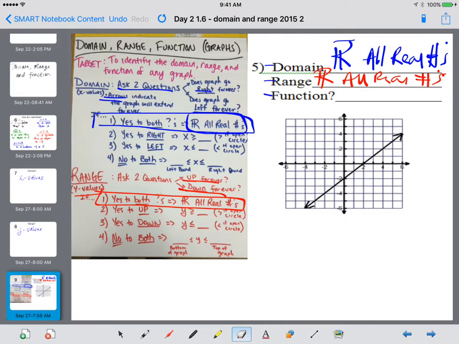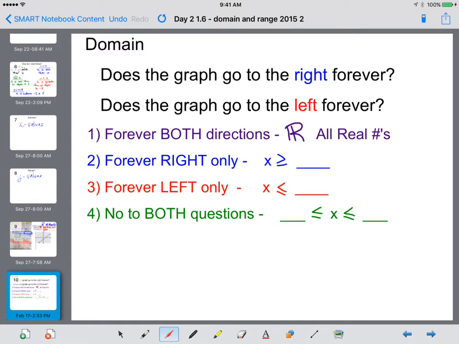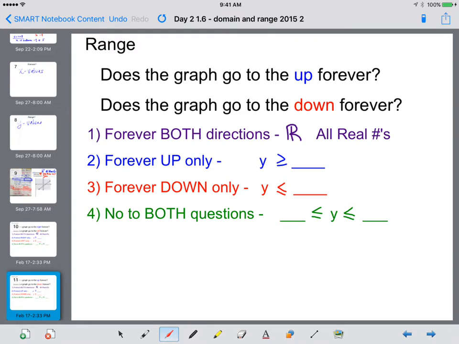Now, to determine if it is a function, we use our vertical line test. So let's say I've got a vertical line here. If I can drag this vertical line and it crosses more than once, it's not a function. As you can see in this graph, that never happens. Therefore, is it a function? Yes, it is. Now, we're going to skip this. This is part of the poster.